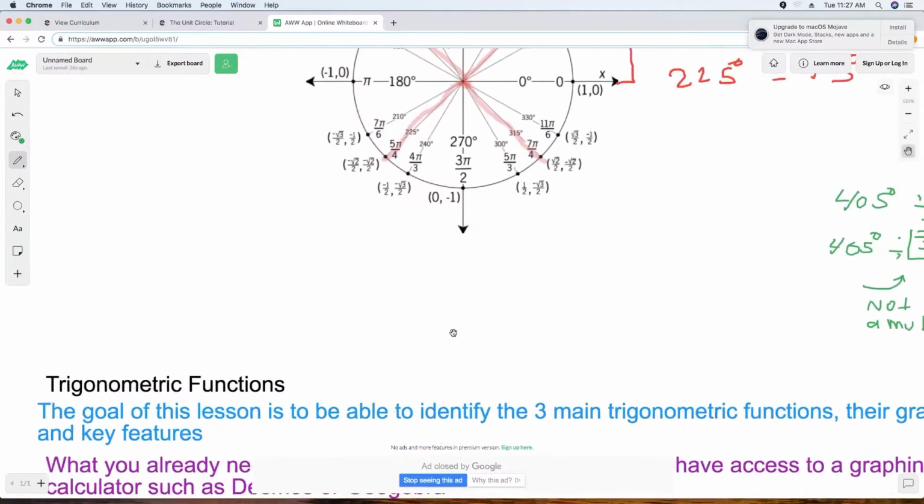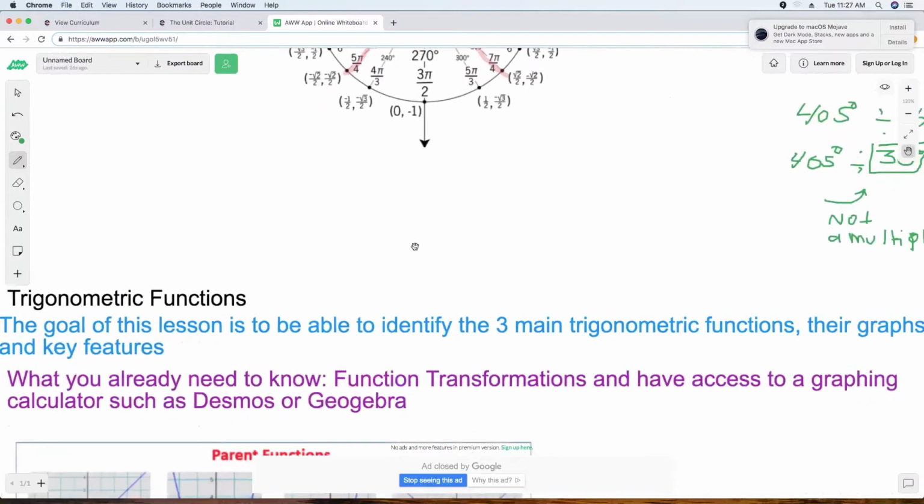Trigonometric functions. Now the goal of this lesson is just to learn the three main trig functions: sine, cosine, and tangent. And actually, tangent is just kind of presented to you. You don't really do much with it.